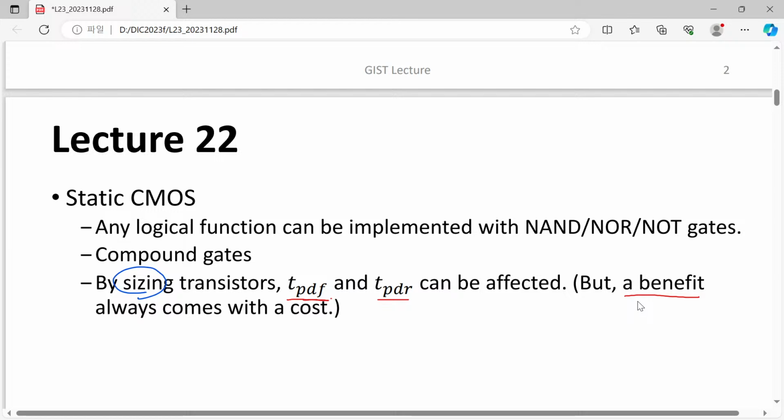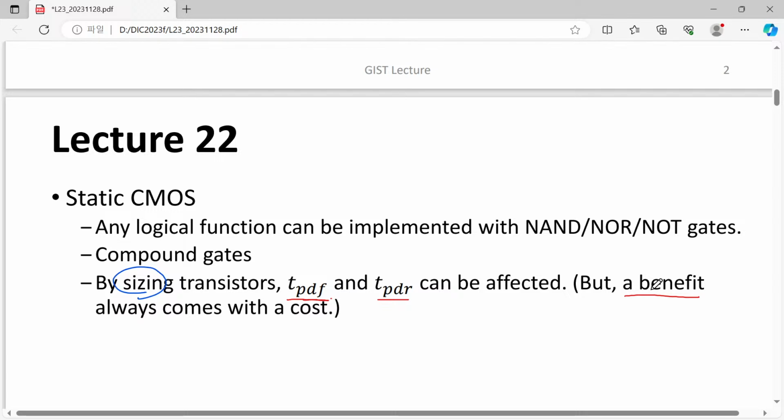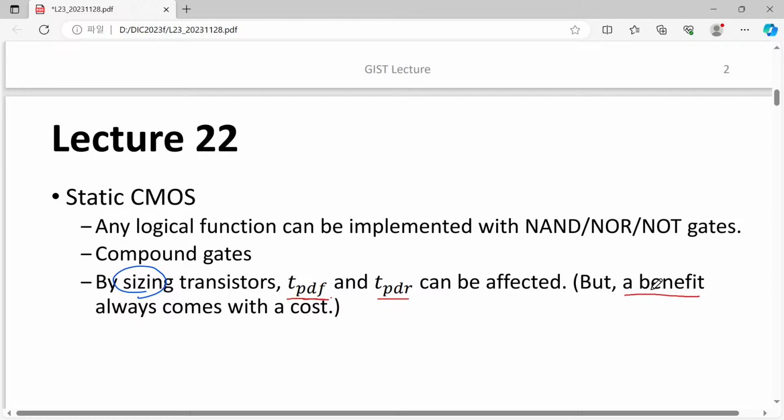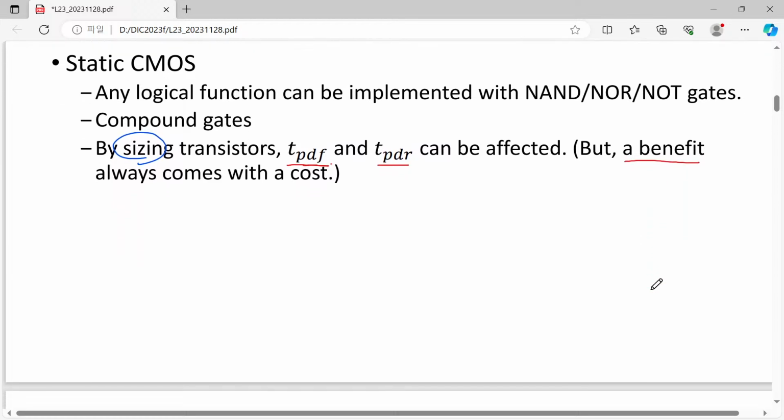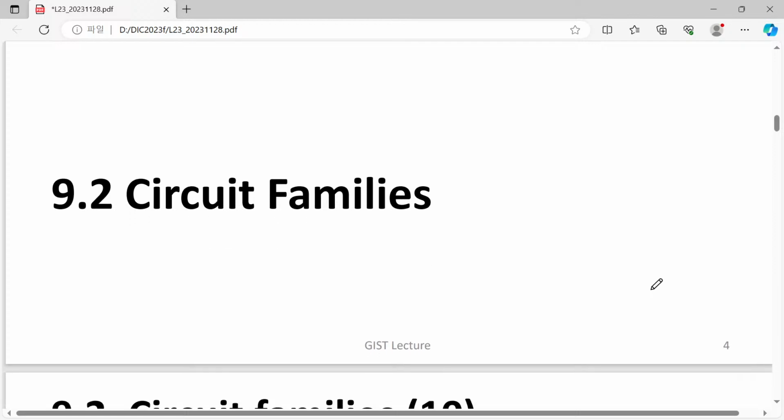So if you are especially interested in some edges, then you can try to size it, but usually it is not a general strategy to size too heavily outside the nominal values. Okay, so now let's go to the circuit families.